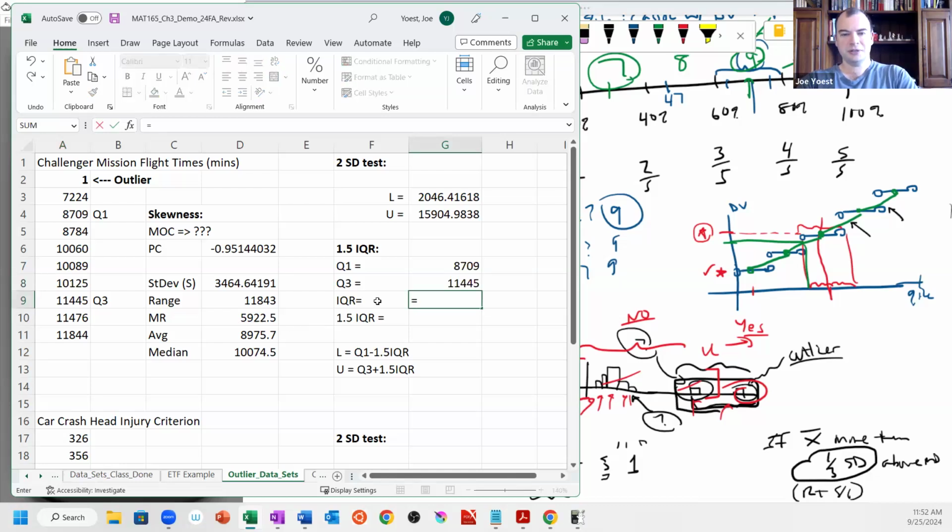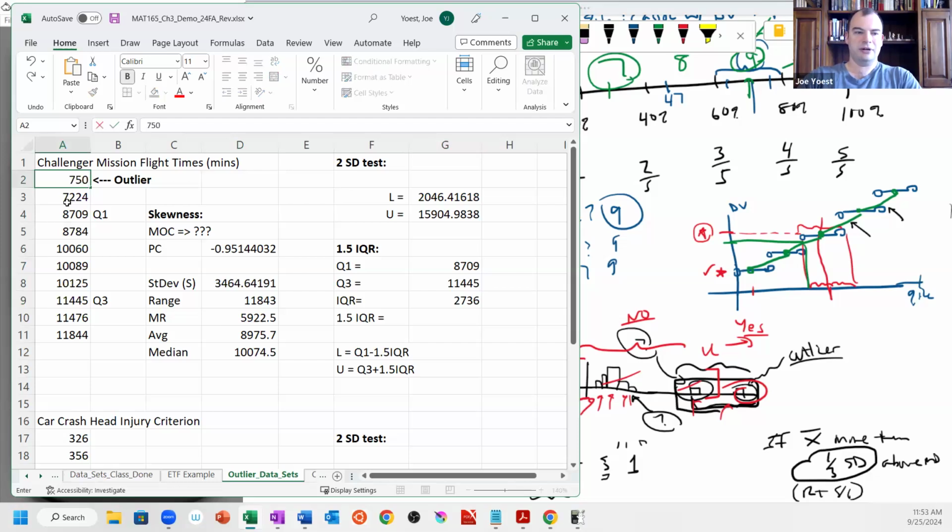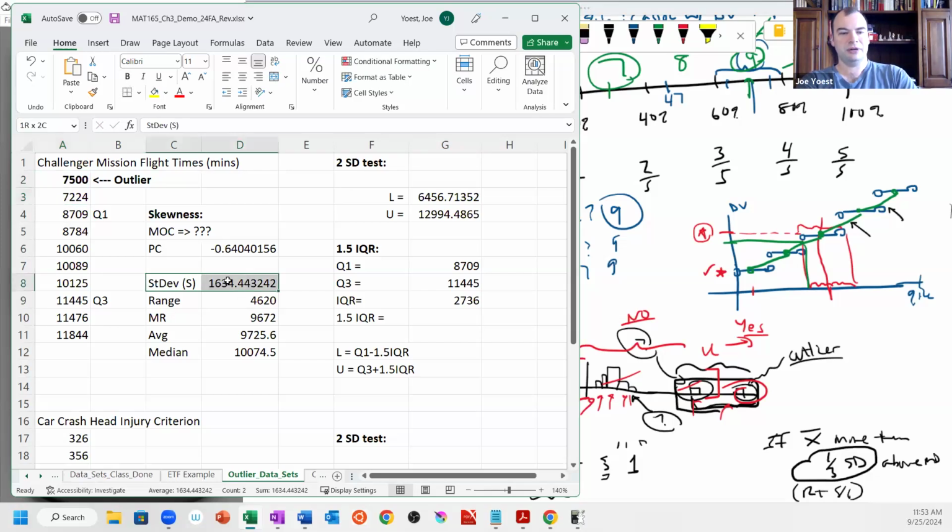My IQR is their difference, 11,445 minus 8,709, or about 2,700 for my IQR. Note that 2,700 is quite a bit smaller than 3,400, my standard deviation, because the IQR is not being affected by this outlier, right? The IQR only cares about these two numbers, 8,700 and 11,445. It just completely ignores this one. If this one was 7,500 instead, my standard deviation changes a whole lot. My IQR is exactly the same.